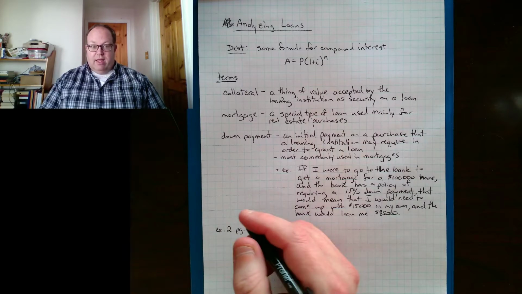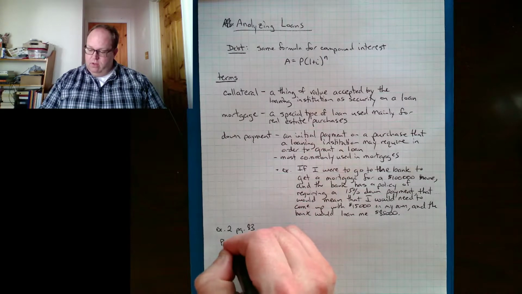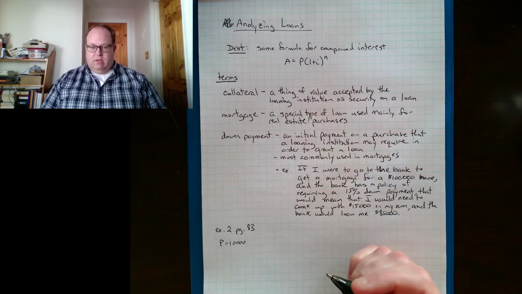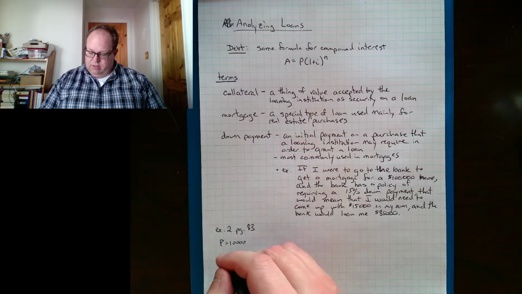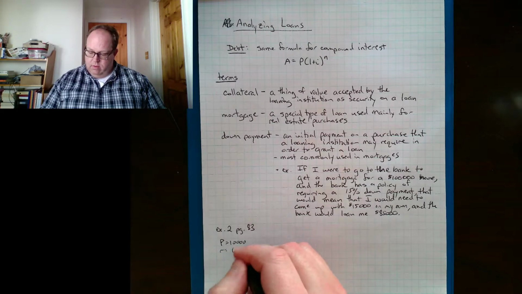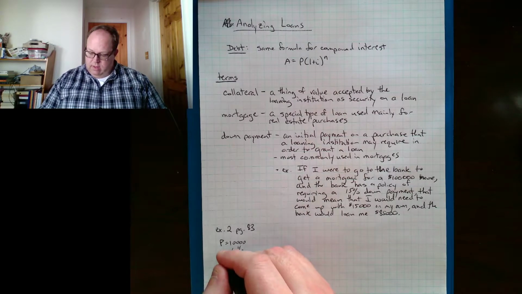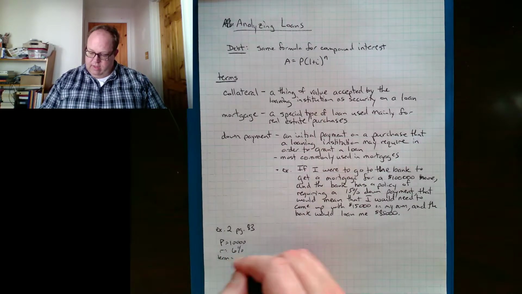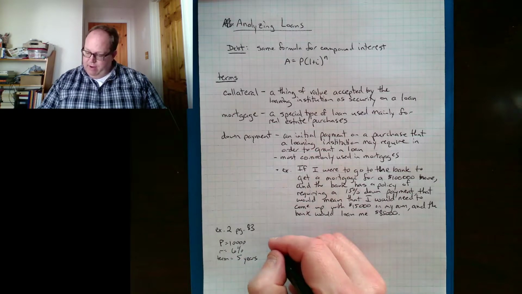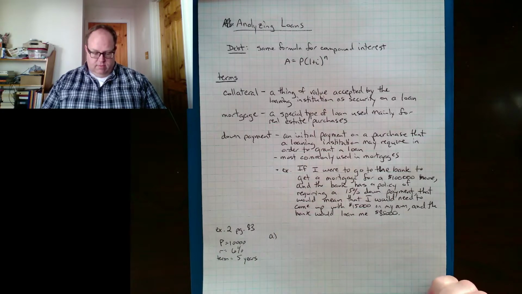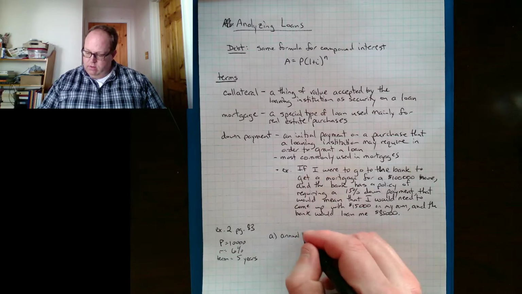She's borrowing $10,000, so that means that her principal for her loan is $10,000. The interest rate is 6%. And the term is 5 years. Now the A part of this is an annual loan.